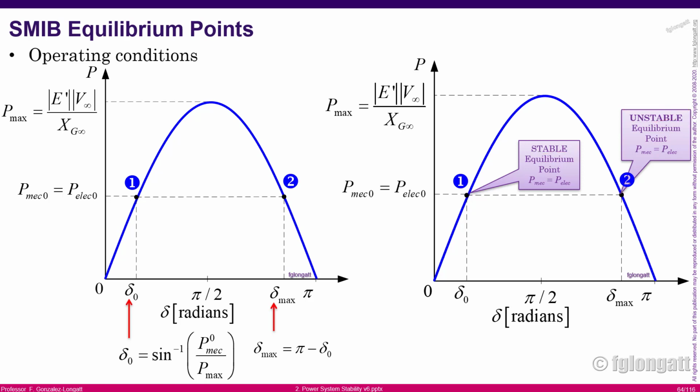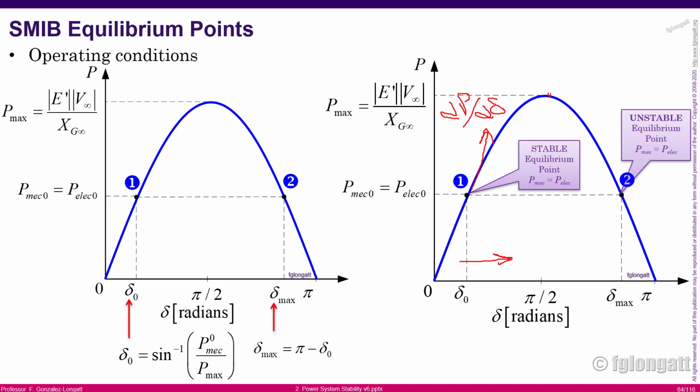If you notice over here, when you move in this way, delta increases, and when you are moving in this way, the electrical power is increasing. What I'm trying to say is here, dP/dδ is positive. And that is what we want. We want that the machine is able to give you more power when the power angle increases.